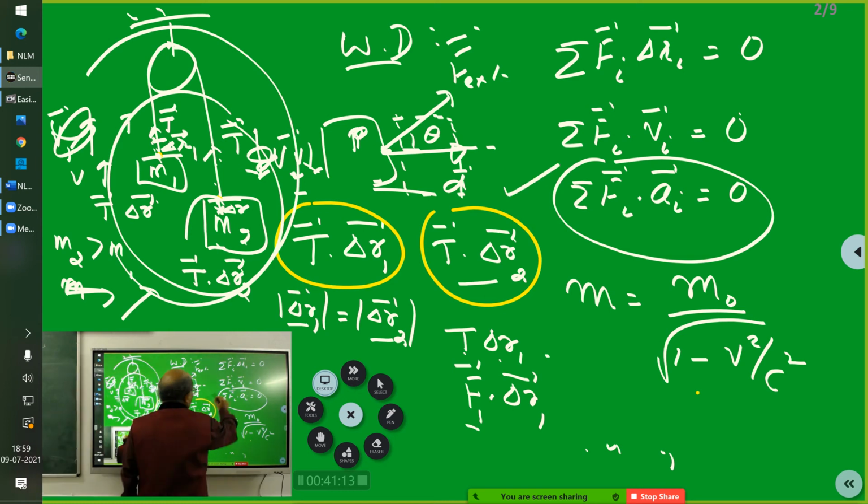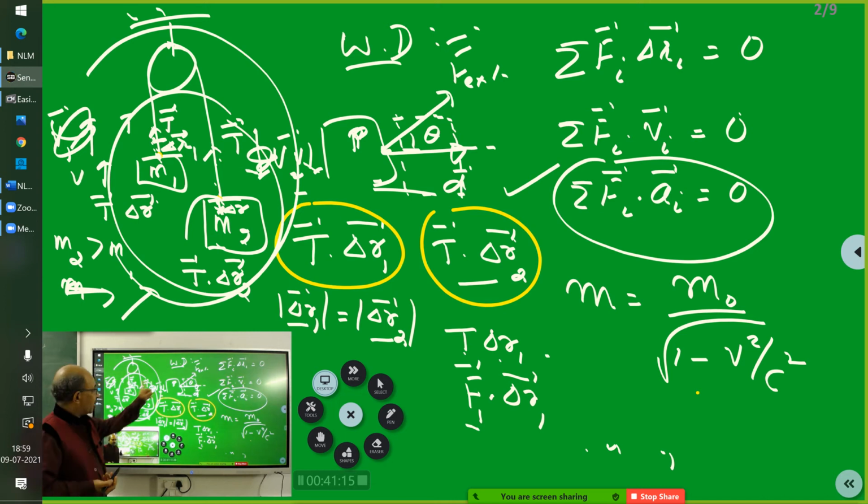But this equation is definitely within your realm because you are going to learn work, energy, power. That's a part of your syllabus. Fine. So I suppose you understood how it is.